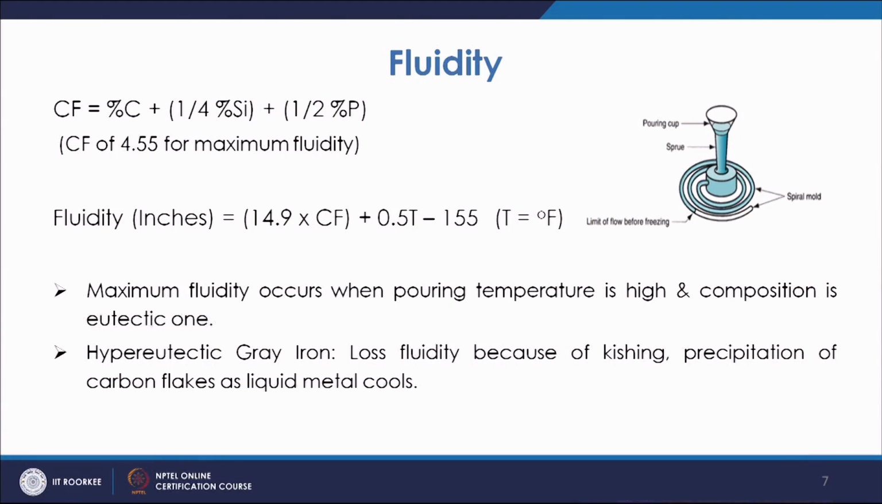One is the composition factor, which is defined as percentage of carbon plus 1/4 percentage of silicon plus 1/2 percentage of phosphorus. These three are the main elements which control the fluidity, so first of all this composition factor is found out. Once you know the percentage carbon, silicon and phosphorus, this expression is used: 14.9 times composition factor plus 0.5 times the pouring temperature T, in degrees Fahrenheit, then minus 155. This gives you fluidity in inches.